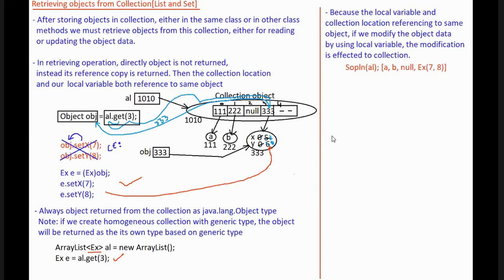When you use the get method, it does not return an object copy, it returns a reference of the object. Once you store it in a local variable, it is also pointing to the same object. Then once you modify the data, the modifications are reflected in the collection.